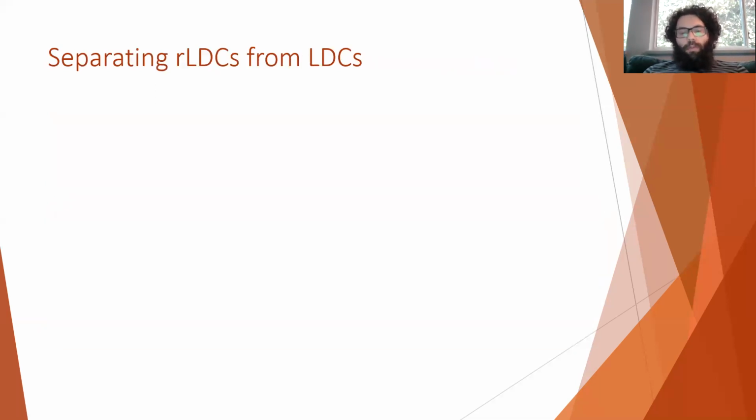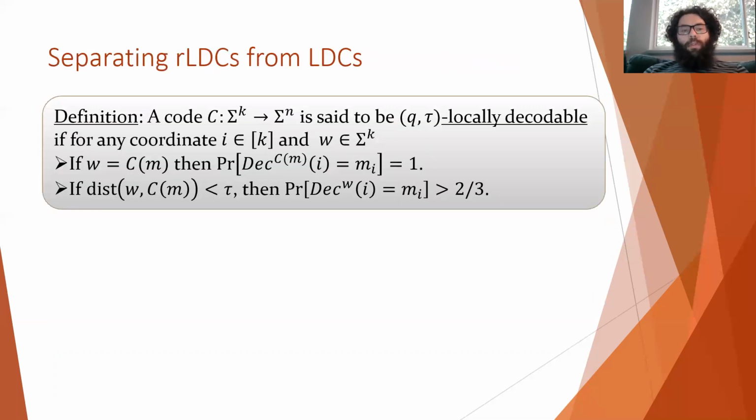All right, so next I'm going to relate RLDCs to locally decodable codes. So locally decodable codes are more basic objects, although they're also more complicated. So what's a locally decodable code? So a locally decodable code is exactly the same as RLDC. Well, RLDC is a relaxation of this.